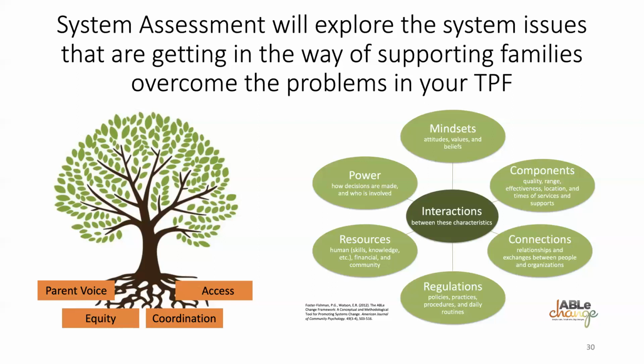So by getting to root causes around access, coordination, equity, and parent voice, and by also understanding the type of issue it is, we can determine which root causes to address that can best help us as a system better meet the needs of children and families and overcome the problems that they're experiencing. There will be a lot more of this in the future. But for now, I just want you to realize that what we do in the system assessment process is completely and intricately tied to the family problems in your targeted problem framework.